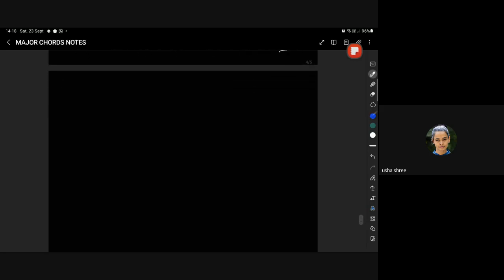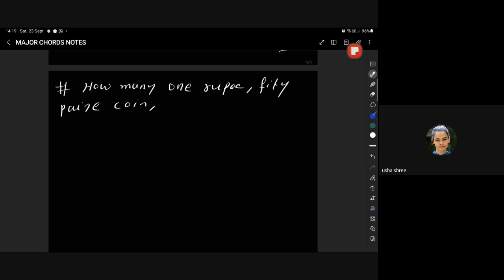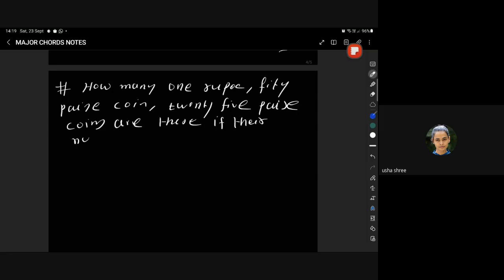Okay, then another math. How many 1 rupee, 50 paisa and 25 paisa coins are there, if their numbers are proportional to 2.5 is to 3 is to 4. This is the ratio of the coins.